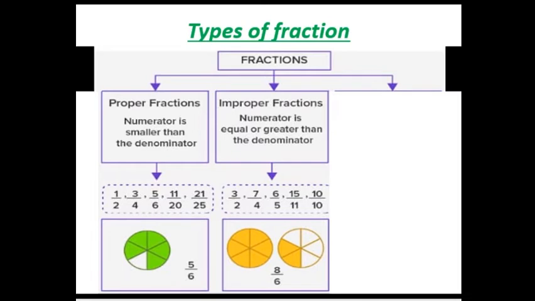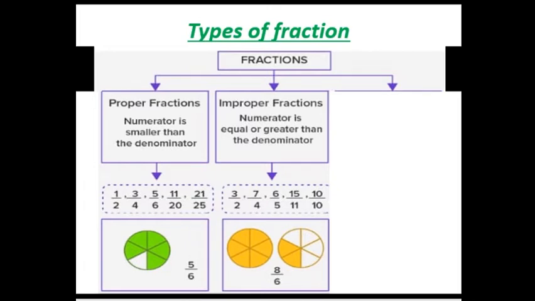Now some pictures are given. There are two circles given. One circle is completely shaded and in another circle 2 parts are shaded. How many total parts will be shaded here? So it will be 8 parts shaded here. Out of how much? 6.